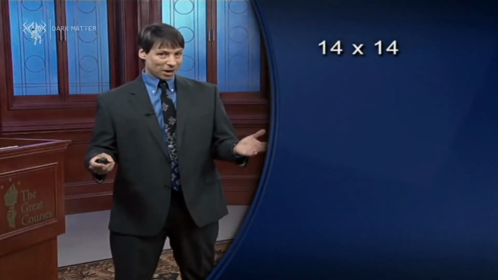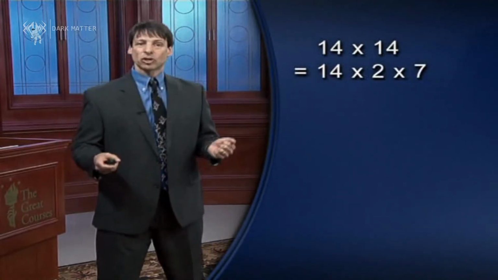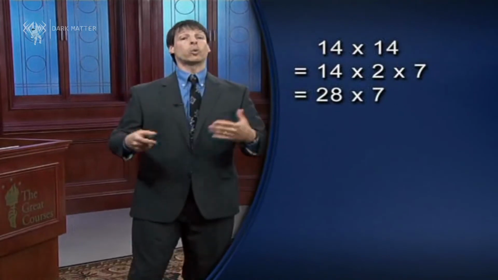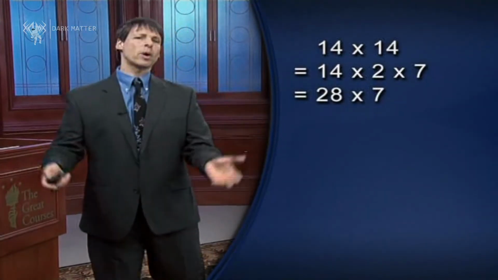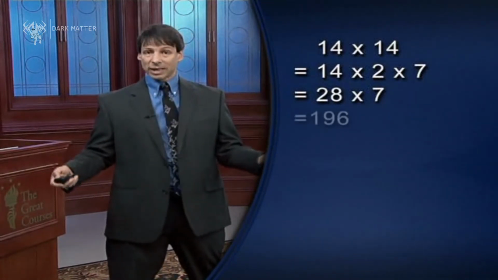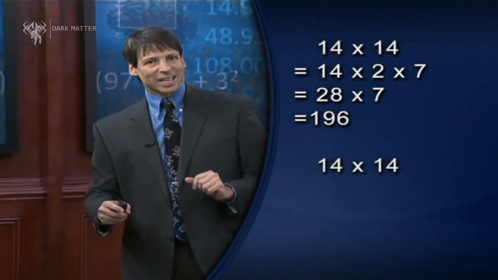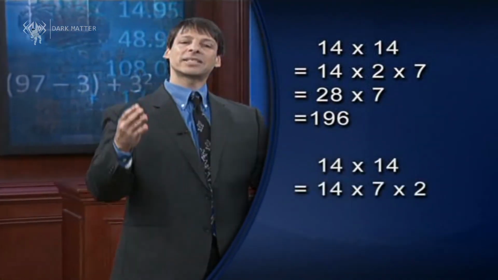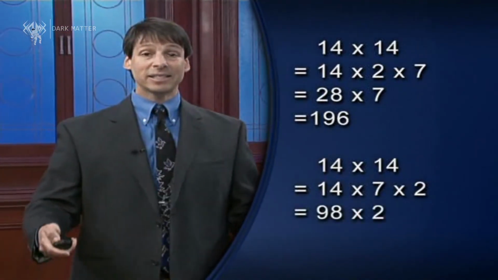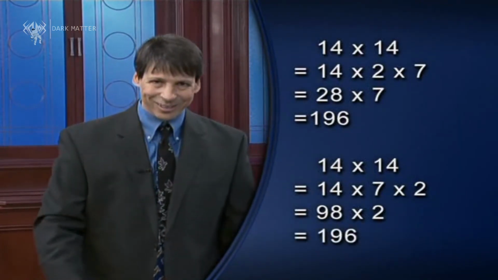One way of doing that problem, 14 times 14, is to break 14 into 2 times 7. So now you have 14 times 2 times 7, which is 28 times 7. And 28 times 7, that's 140 plus 56, is 196. Another way of doing 14 times 14 is you could do 14 times 7 times 2. 14 times 7 is 98. And when you double 98, you get 196.